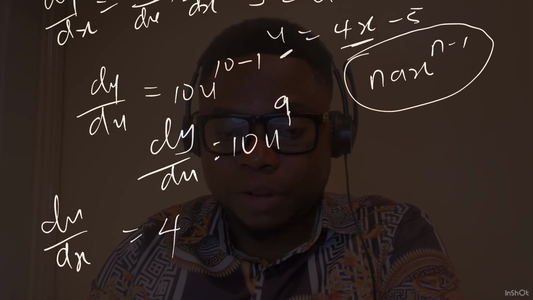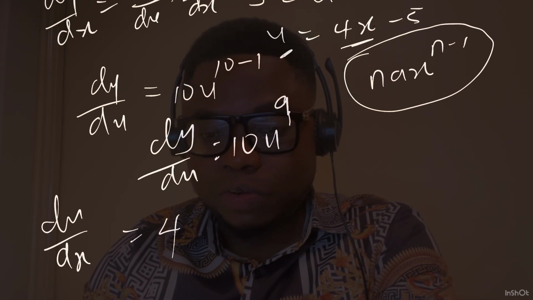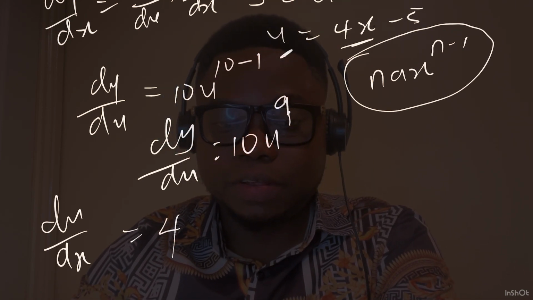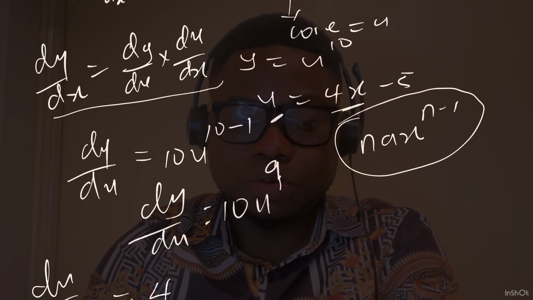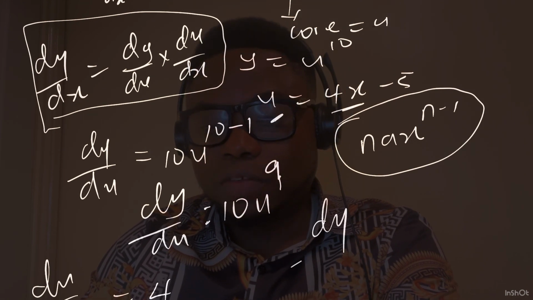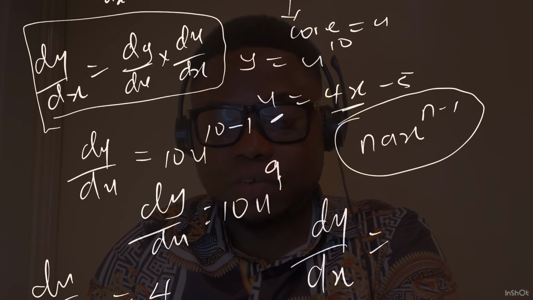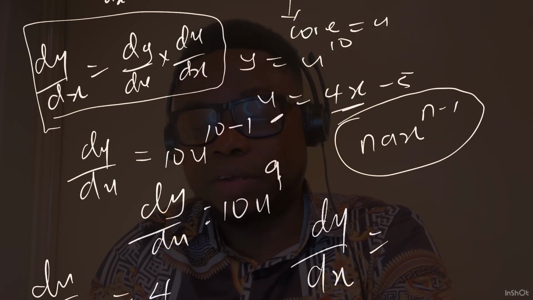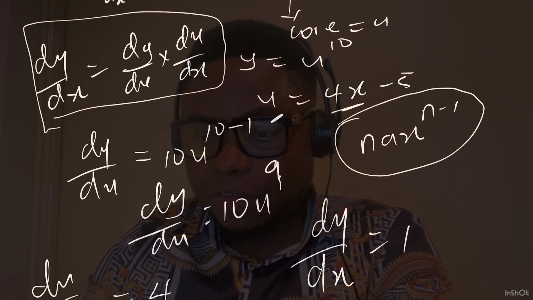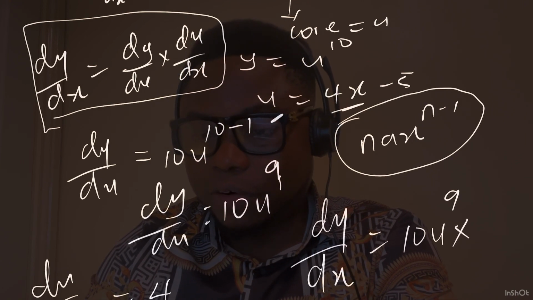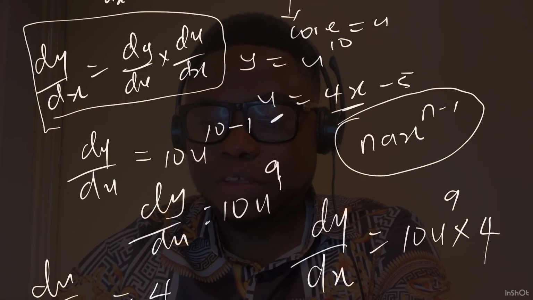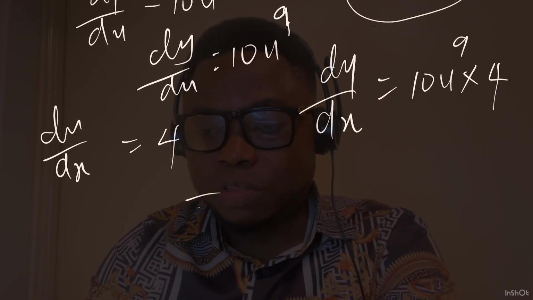So since I have 4 here, that means dy over du is 10u raised to the power of 9, and du over dx is 4. And look at this rule, that is the chain rule. So to find dy over dx, I'm going to multiply dy over du, which is 10u raised to the power of 9, by du over dx, which is 4. So I have 10u raised to the power of 9 multiplied by 4. And remember that our u is 4x minus 5, which is the core function. So in this case, I'm going to replace u here with 4x minus 5.